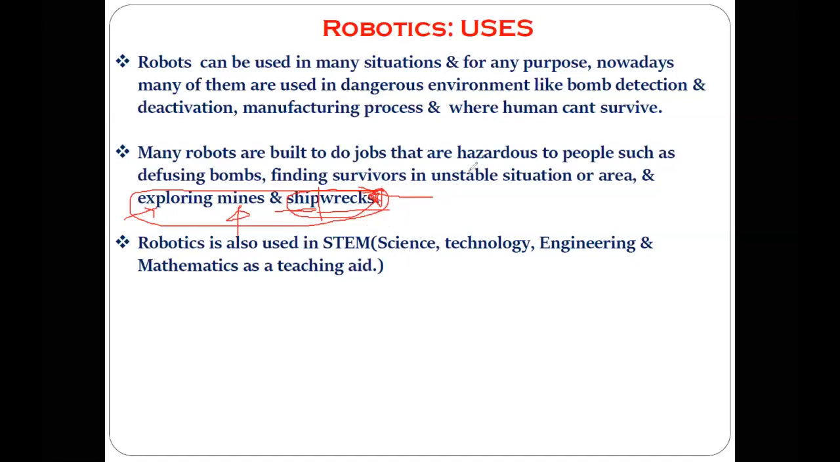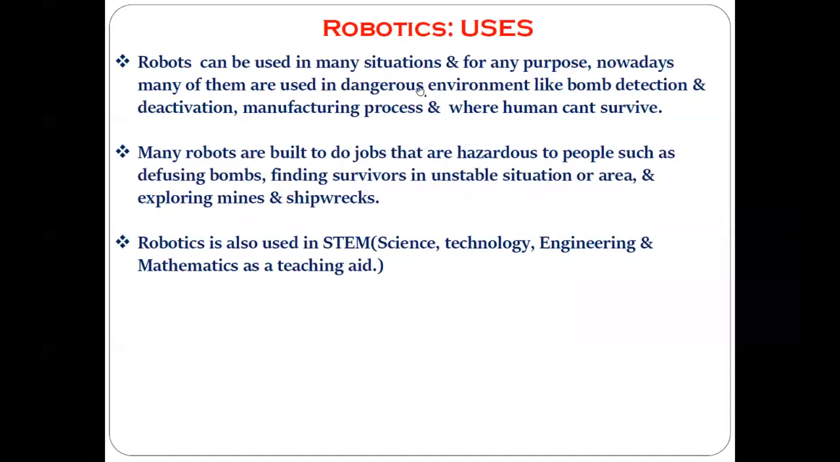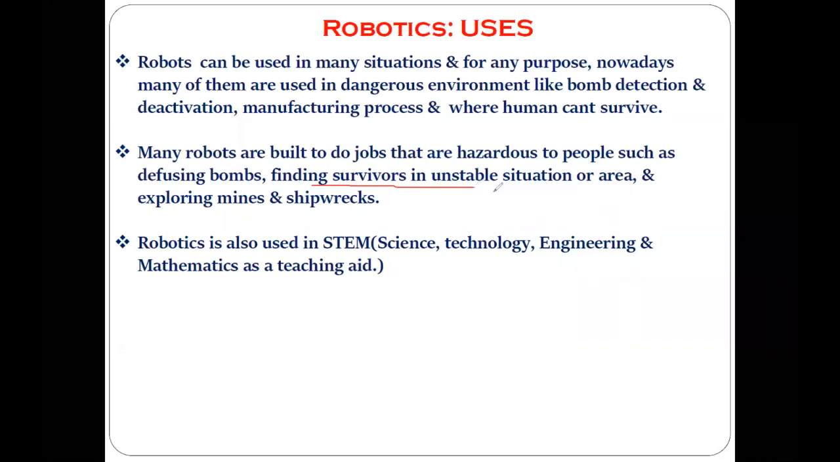Okay, so here we are discussing some uses. Here we have discussed finding survivors in an unstable situation or area, exploring the mine and finding any survivors in the accidental ship, trying to repair the accidental ship. All these things can be easily done by the robot.